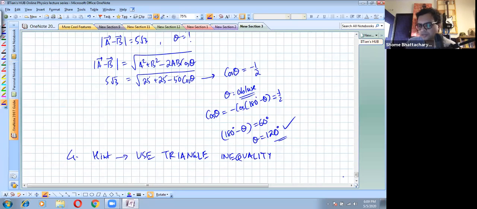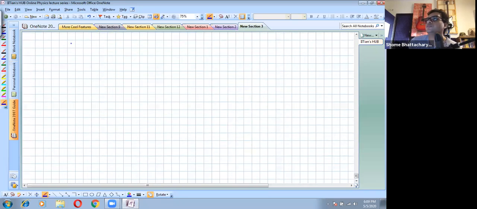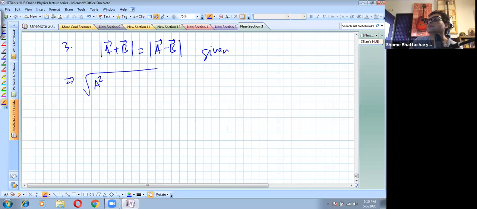Then, for example, the third question, a logical type of question. How do you solve it? It is given to you that mod of A plus B is equal to mod of A minus B. That is given. So how do we solve further? Expand this. So root of A square plus B square plus 2AB cos theta is equal to root of A square plus B square minus 2AB cos theta.